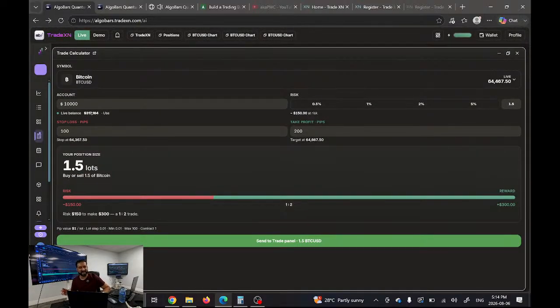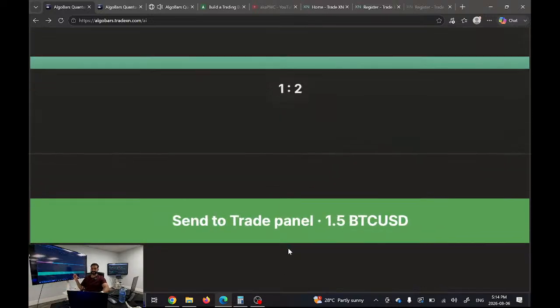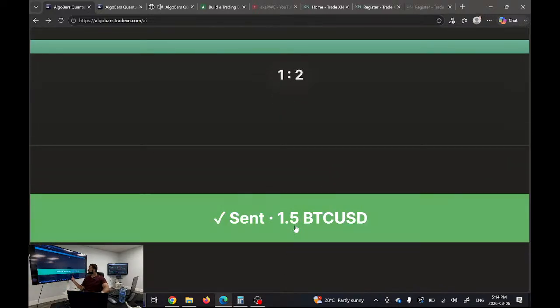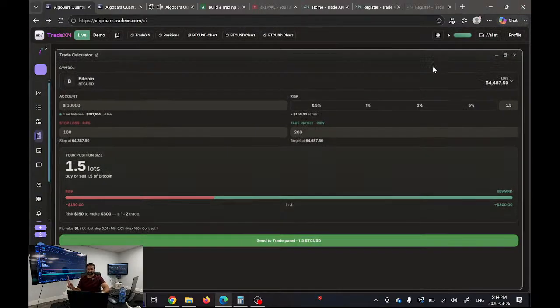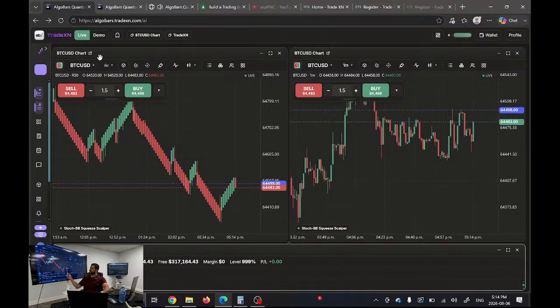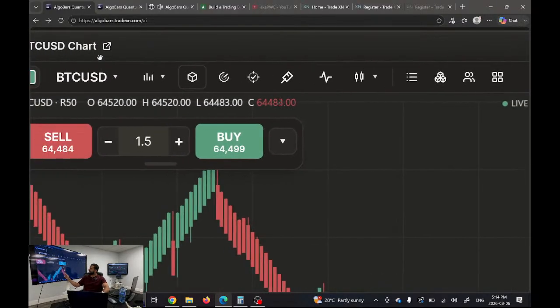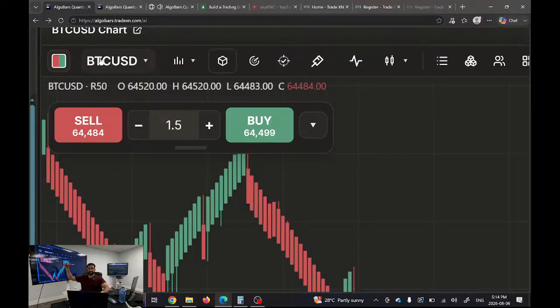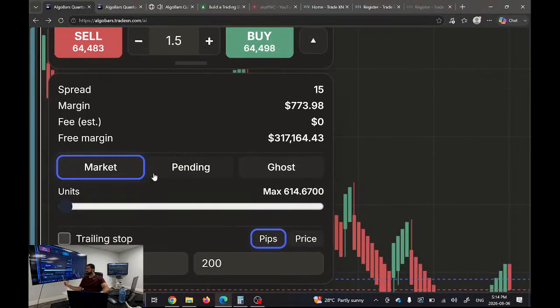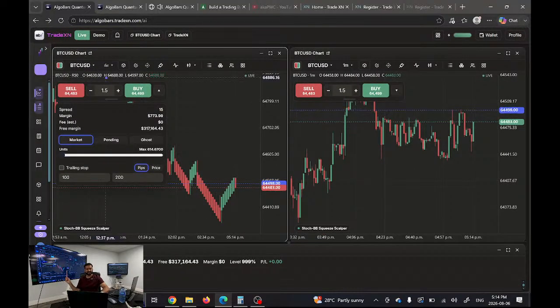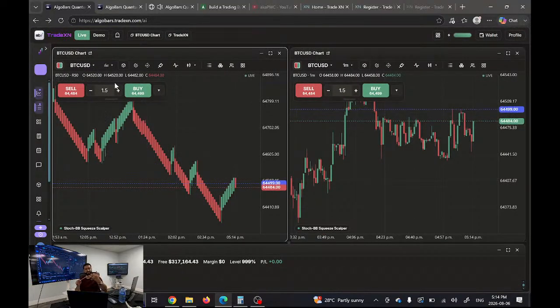Let me show you guys some magic right now. At the bottom here, there's a button called Send to Trade Panel. If I click this, it says sent 1.5 BTC. Now let's close this and go to our Bitcoin chart. Right here, it now pre-filled the lot size from the trade calculator, and it also pre-filled our stop loss and take profit. So all I need to do is click buy or sell. It will enter the trade with the stop loss, the take profit, and the lot size that you calculated. So you can calculate your risk, and it makes it way, way easier.